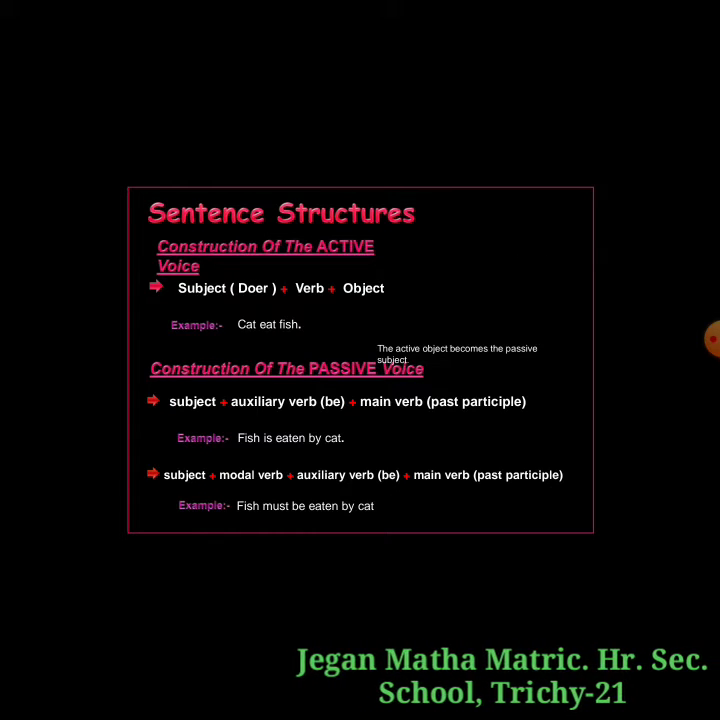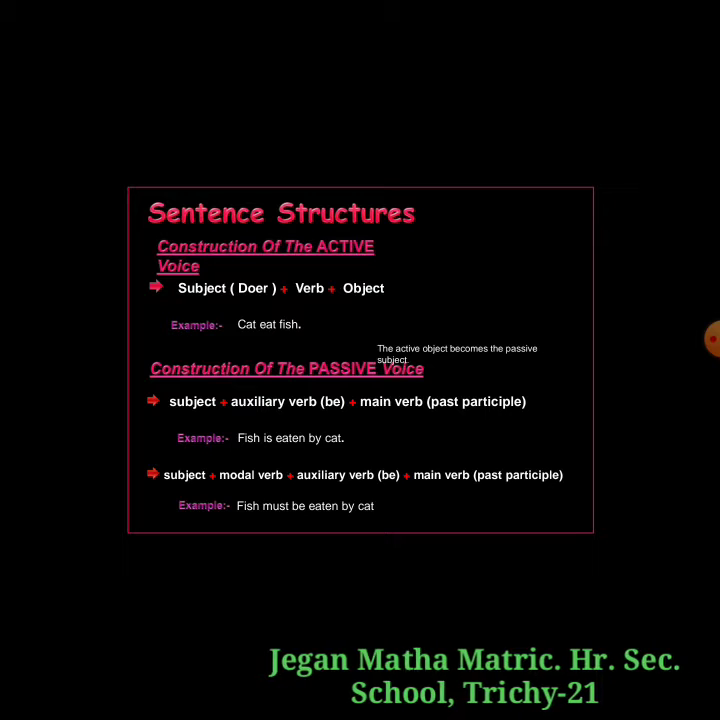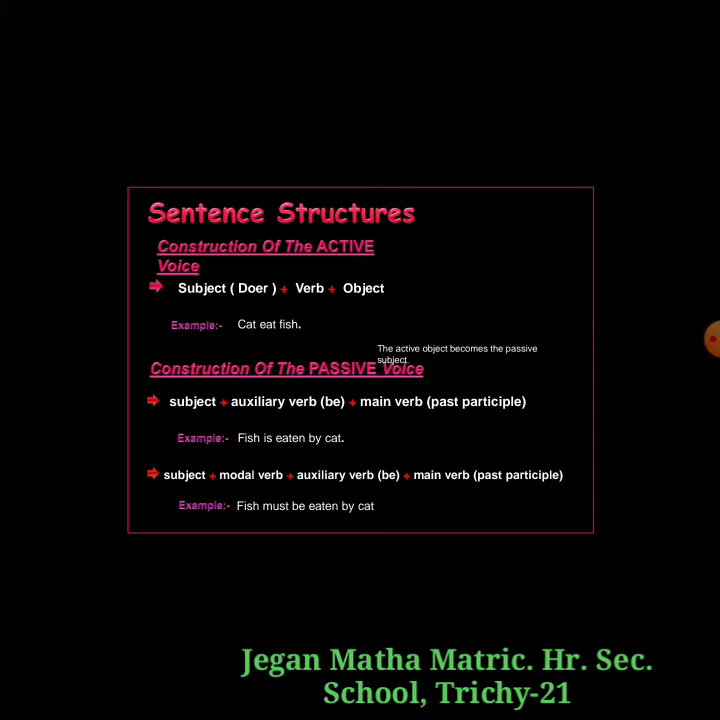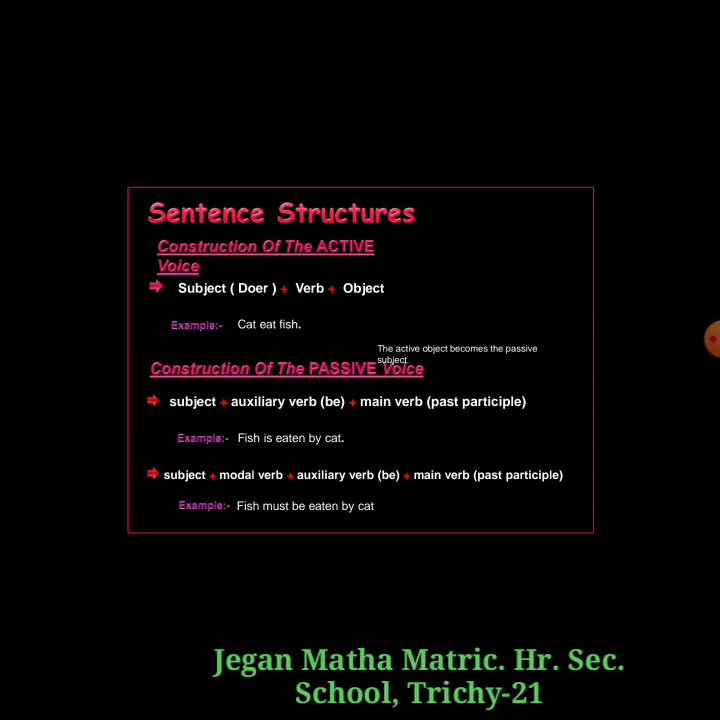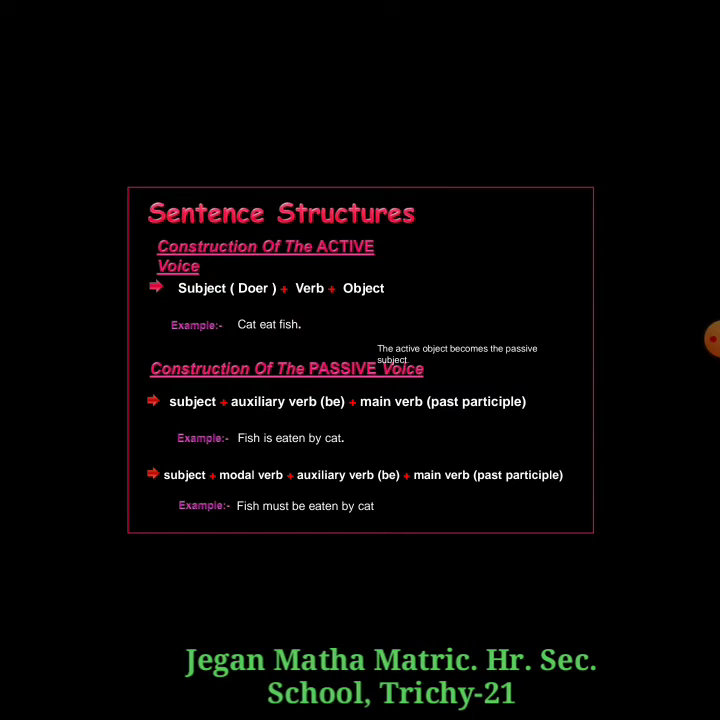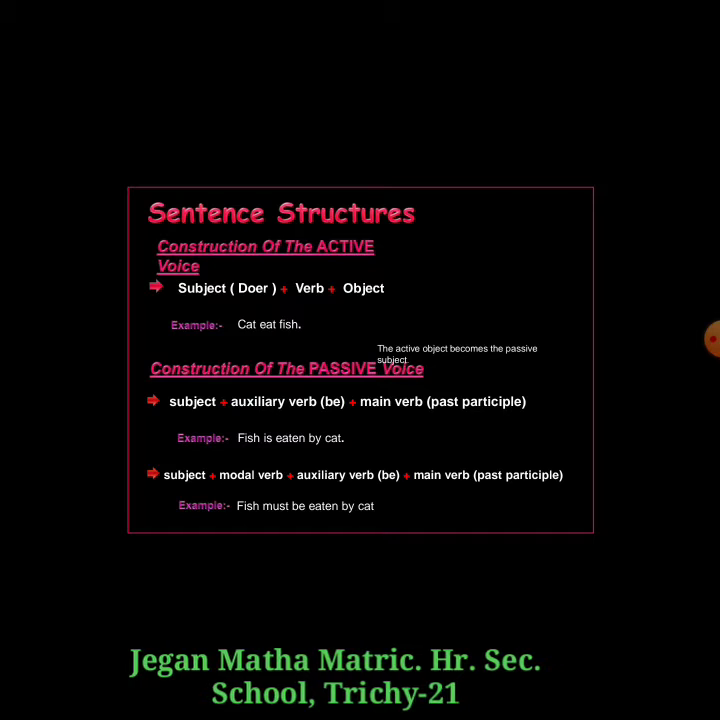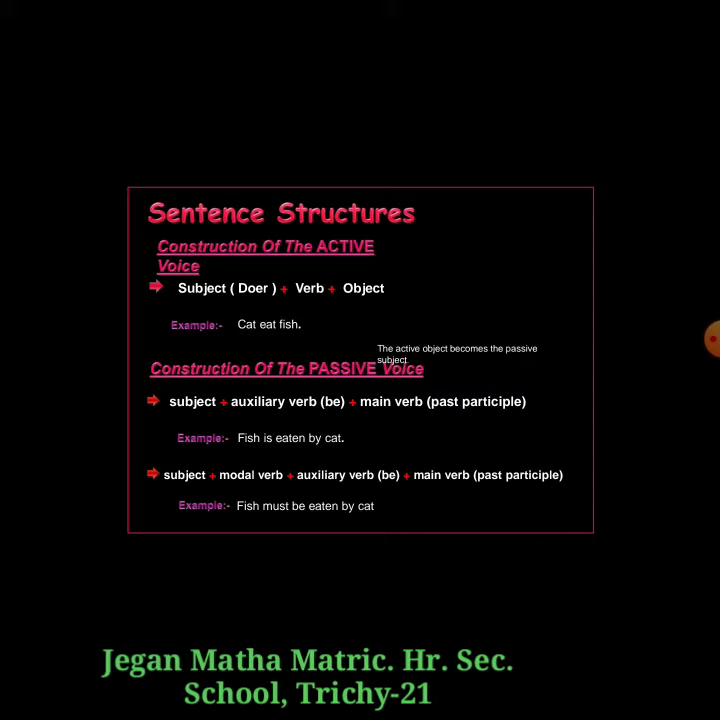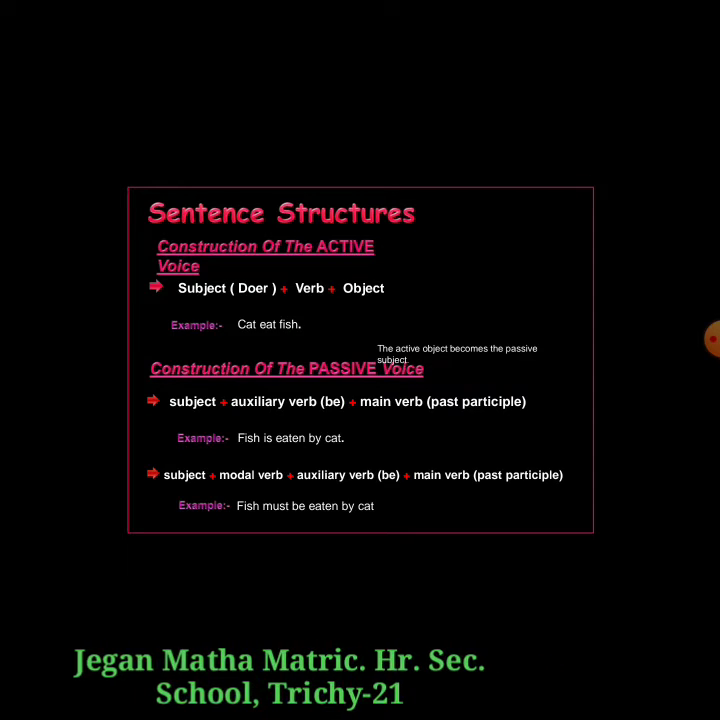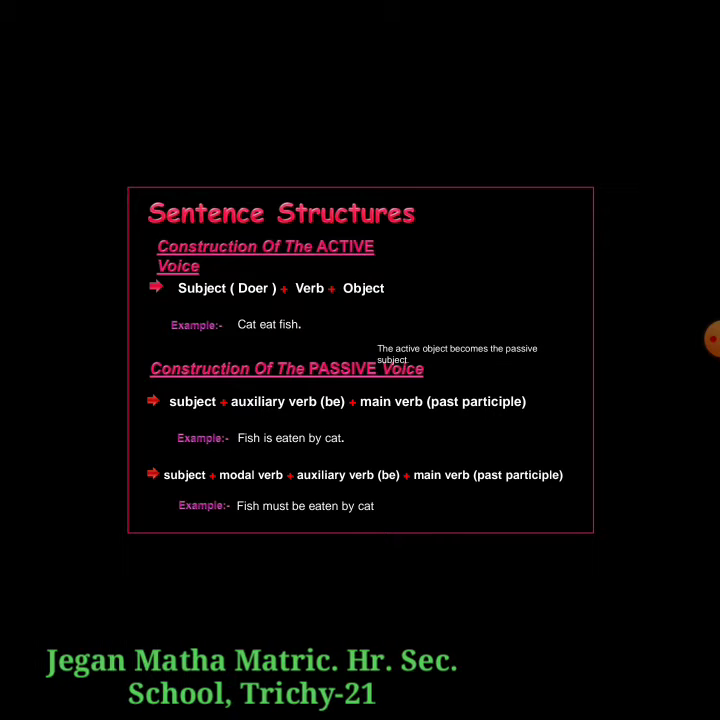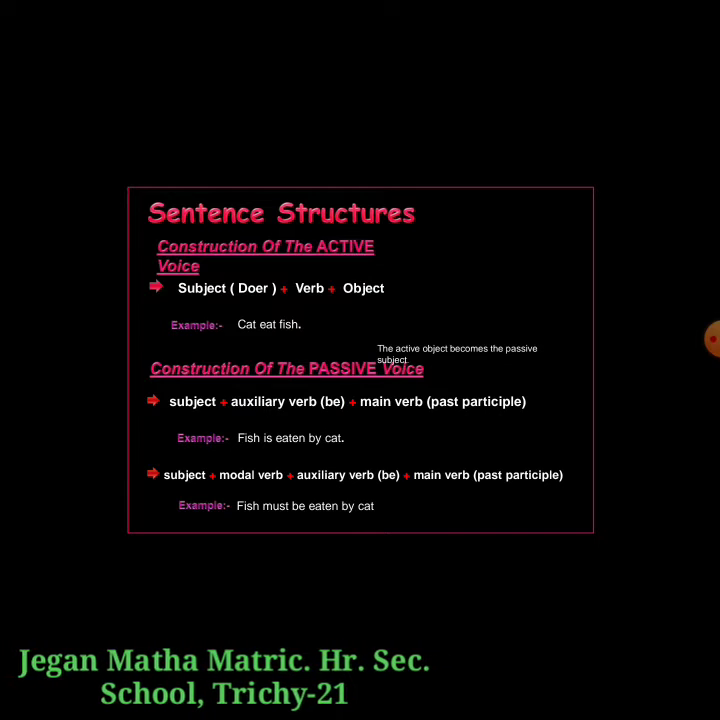Sentence structures, construction of the active voice: subject plus verb plus object. What is the subject? The doer. Verb, the main verb, and then the object. That is the sentence structure of active voice. For example, cat eats fish.